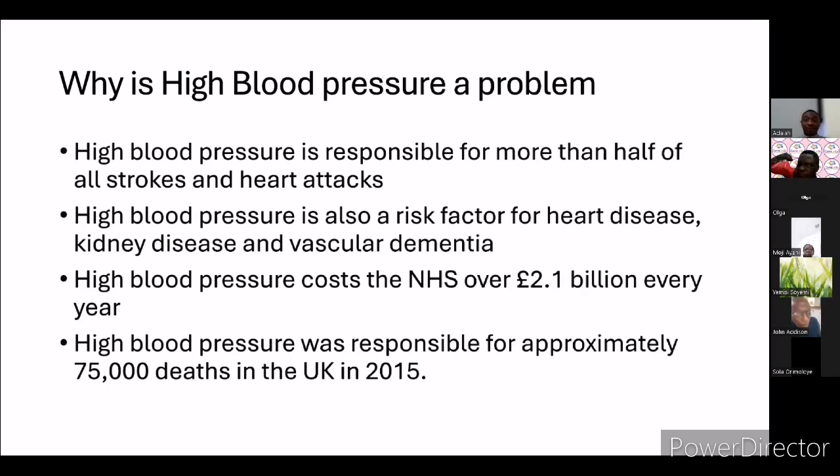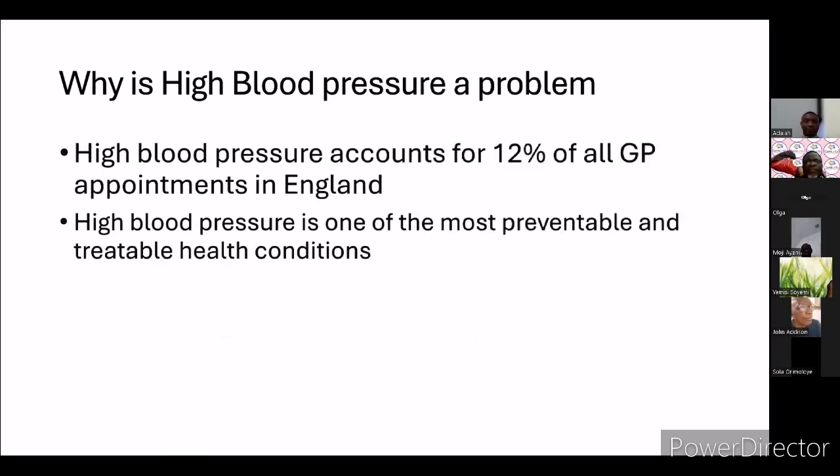And high blood pressure in itself was responsible for 75,000 deaths in the UK in 2015, and that number is about 100,000 to 120,000 now. So every year, 100,000 people will die because of high blood pressure in the UK. So it is a serious condition, and we should be talking about it. Of course, as a GP, one in every 10 patients that come to us is because of problems related to blood pressure. But the bottom line, and the silver lining, most importantly, is that this is one of the most preventable and treatable health conditions of all the so many health conditions.